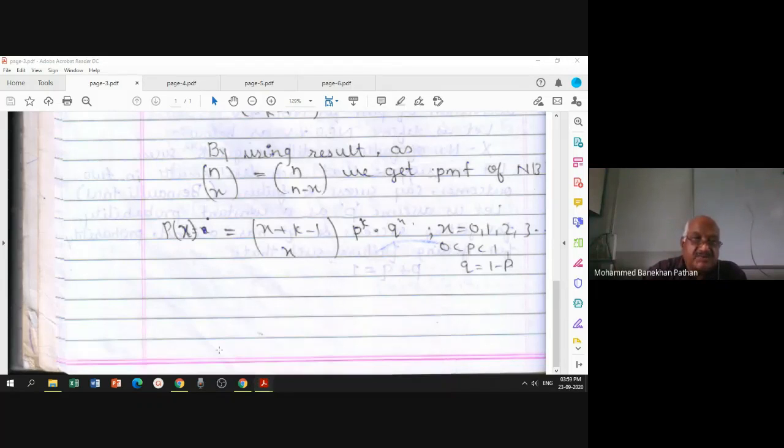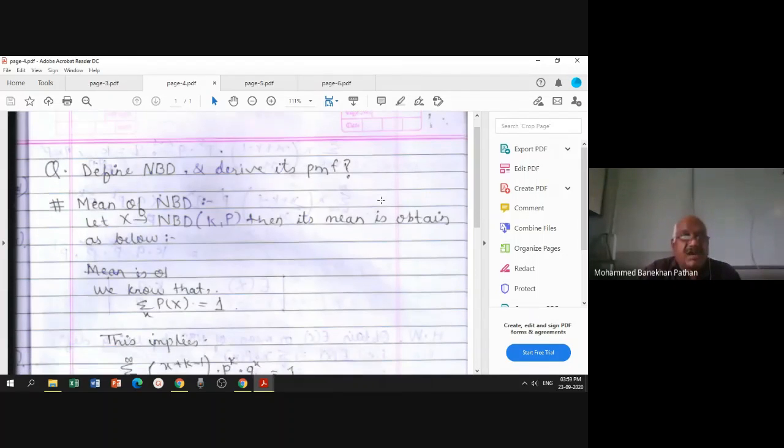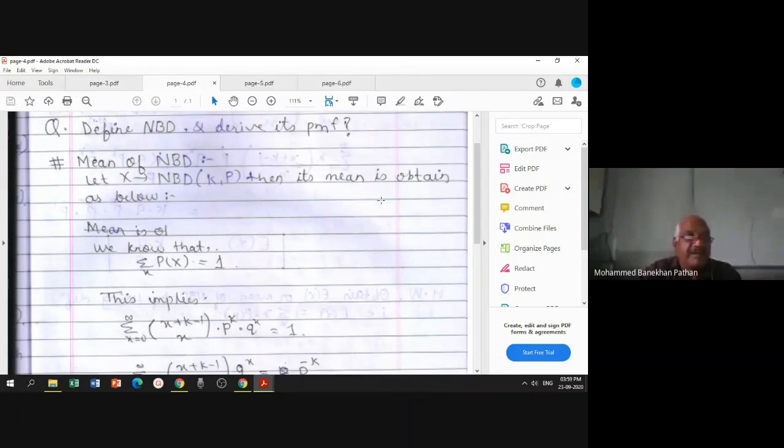In today's class, we proceed ahead to develop the mean of negative binomial distribution. Before that, the theoretical question which I told you yesterday, you should remember: define NBD and derive its PMF. This is a lengthy question, about a 6 to 8 mark examination question. Let's see how to develop the mean of NBD.